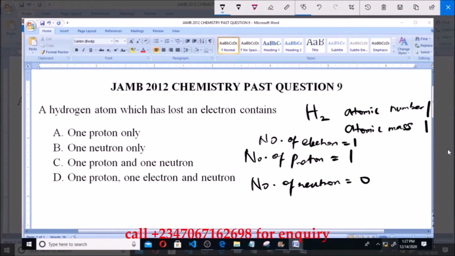Now, if a hydrogen atom loses one electron, it simply means that the only content of that atom currently is just one proton, because a hydrogen atom has no neutron. So the answer to this question is option A, one proton only, present in the nucleus of the atom.